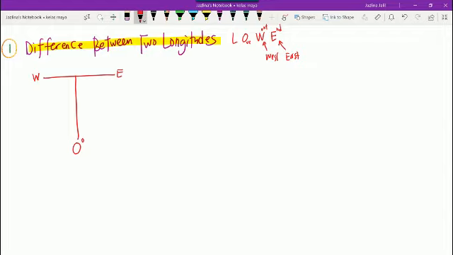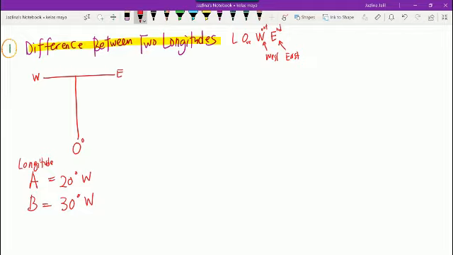Can't remember that, it's okay, as long as you know the middle one must be 0 degree, because any angles you will start from 0 degree. Okay, then I'll give you an example. The longitude of A is 20 degree west, longitude of B is 30 degree west. So what is the difference between these two longitudes?